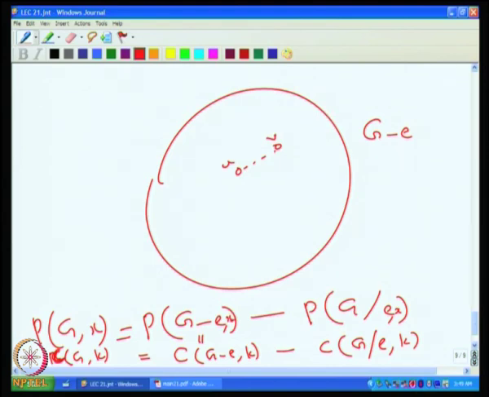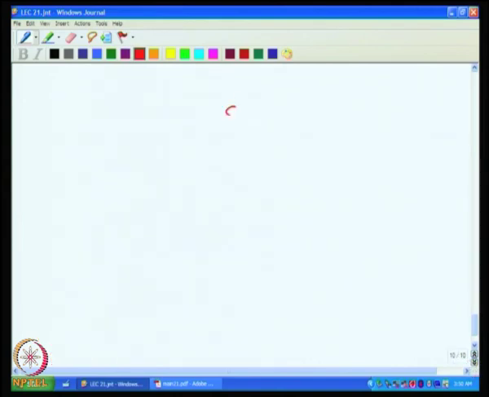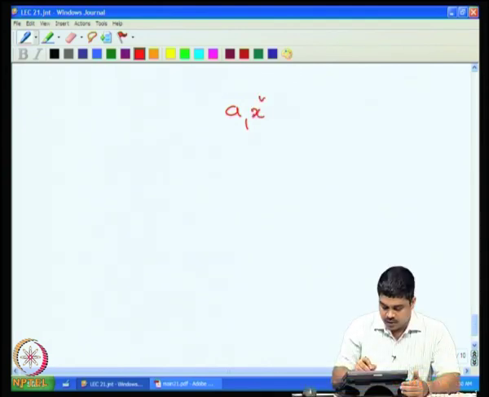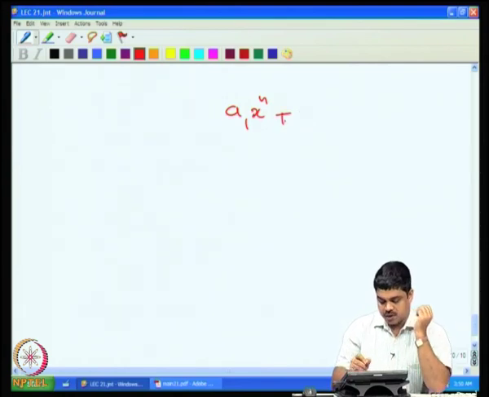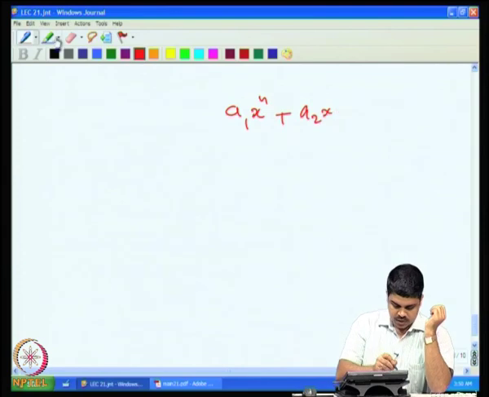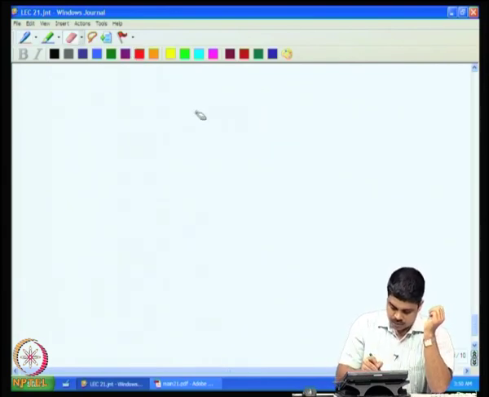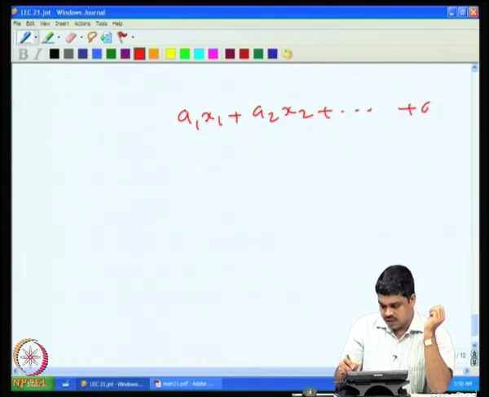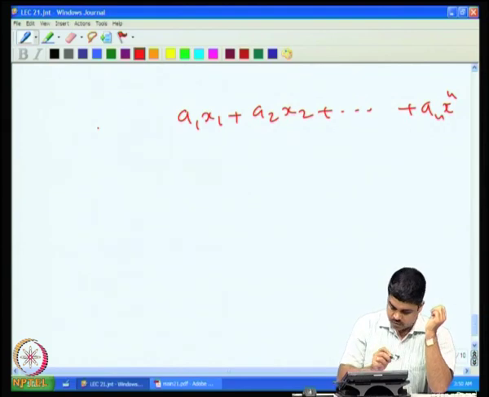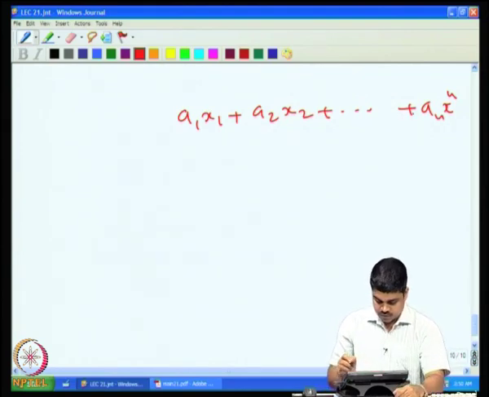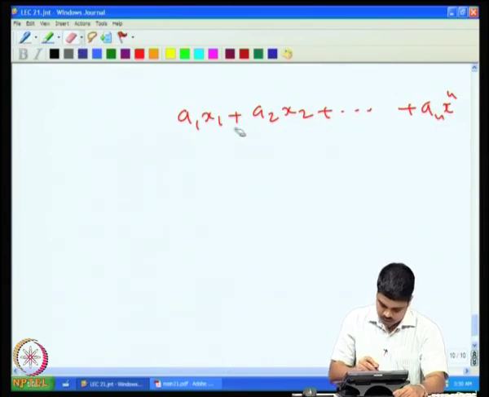Now the other things are easy to verify, because by induction, since they have one edge less, we can use the induction. They do have the format, say a1 x raised to n, plus a2 x. So maybe we can write it like a1 x1 plus a2 x2 plus, finally an x raised to n can be the polynomial. This is a polynomial with alternate positive and negative terms.